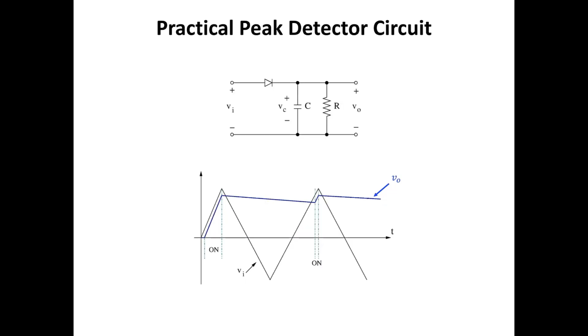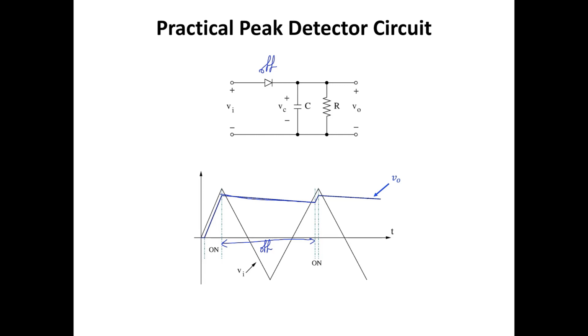As you can see in this circuit, there is a resistor in parallel with the capacitor. So when the capacitor is charged and the diode turns off, the voltage across the capacitor is going to decrease because the capacitor is going to discharge through this resistor. So for these time points, the diode is off, but the voltage across the capacitor does not stay at a constant value. Rather, its voltage is going to exponentially decrease.